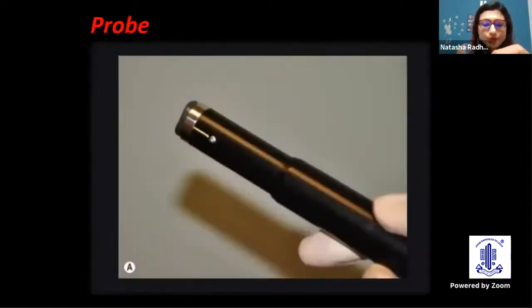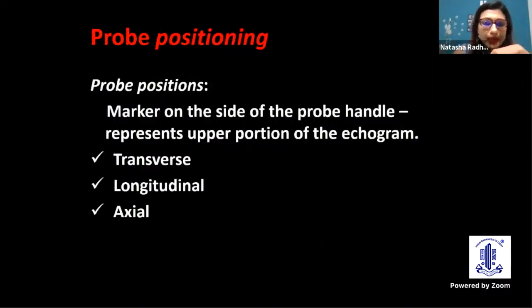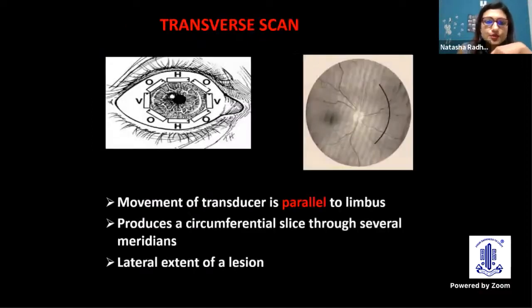Now, this is the probe that is used, and it has a marker which will denote the position of that, and the area that is marked will be seen at the top part of the echogram. Now, there are three probe positions you should know before you interpret it: transverse, longitudinal, and axial. This is the position of the transverse scan, where it will be parallel to the limbus with the pointer either towards the superior area or towards the nasal side.